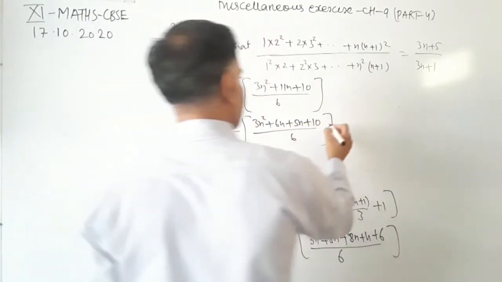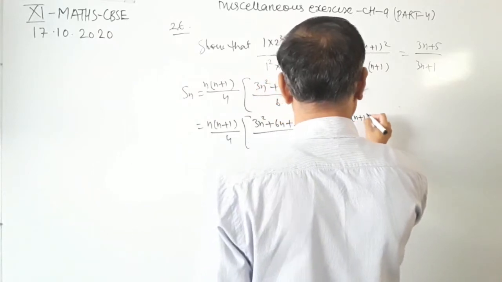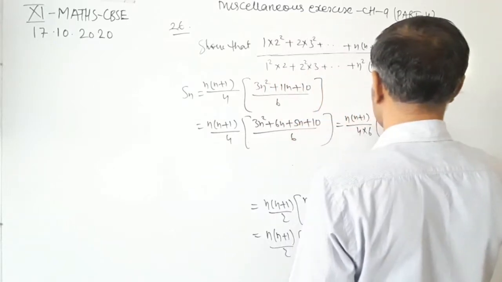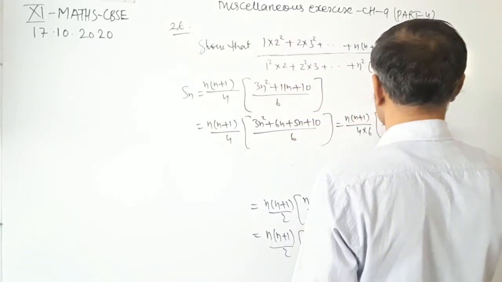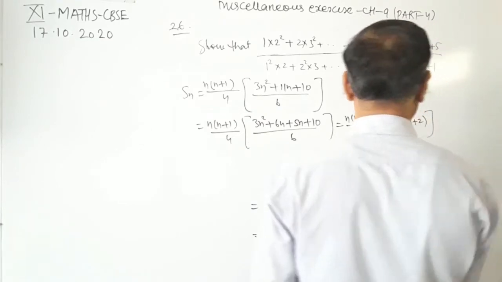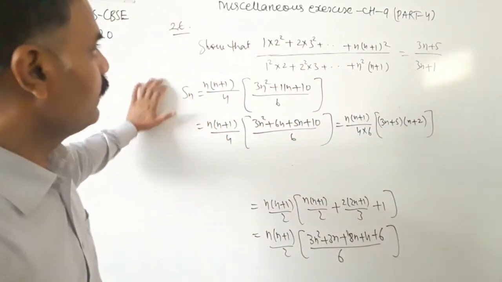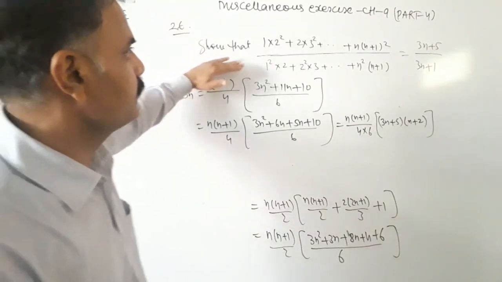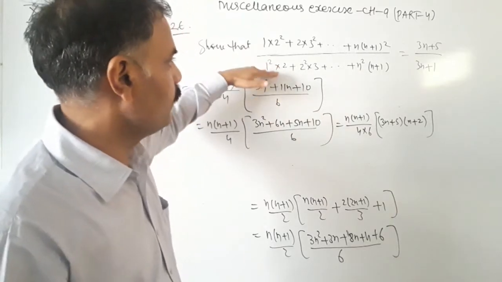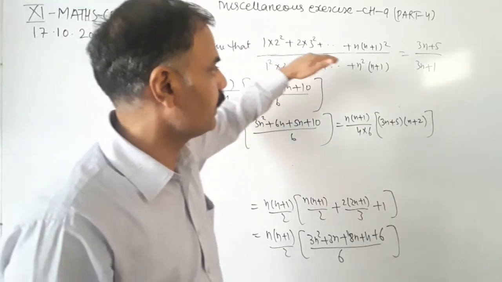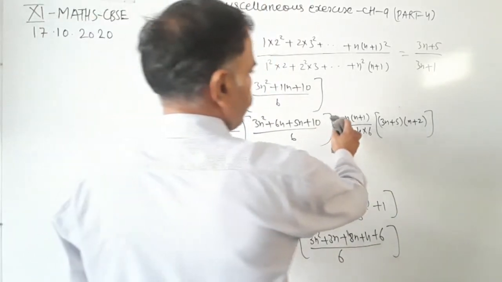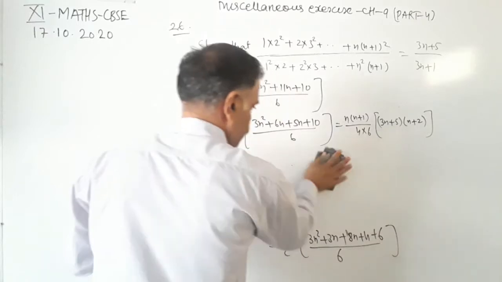So factorizing this, we will have n into n plus 1 by 4 into 6 into 3n square, 3n plus 5 and n plus 2. This is the sum of the first series, that is the series in the numerator. Now we have to find the sum of the second series, that is the series in the denominator. We have to remember this result.